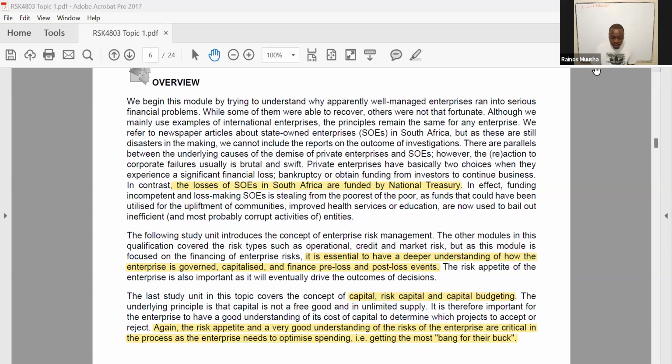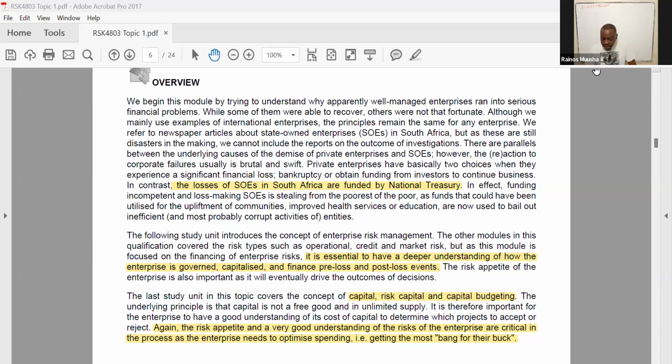We refer to newspaper articles about state-owned enterprises in South Africa, but as these are still disasters in the making, we cannot include the reports on the outcome of investigations. There are parallels between the underlying causes of the demise of private enterprises and SOEs, which is the state-owned enterprises. However, the action or reaction to corporate failures usually is brutal and swift.